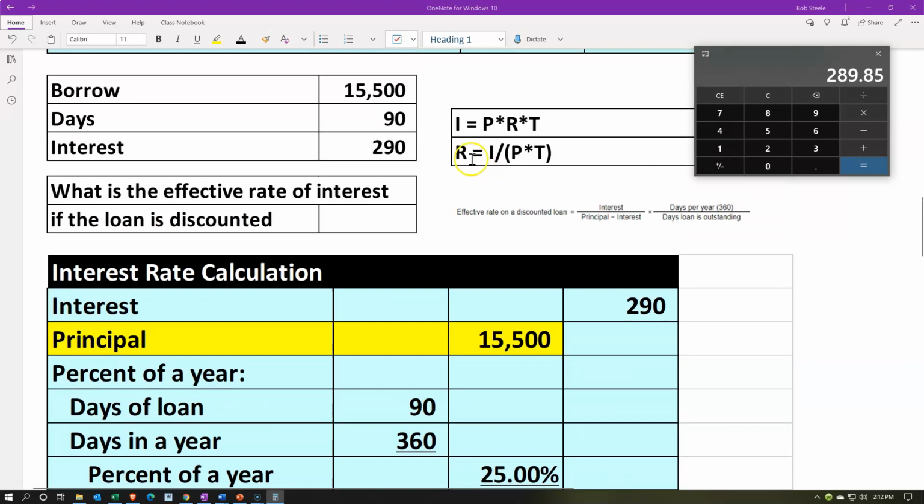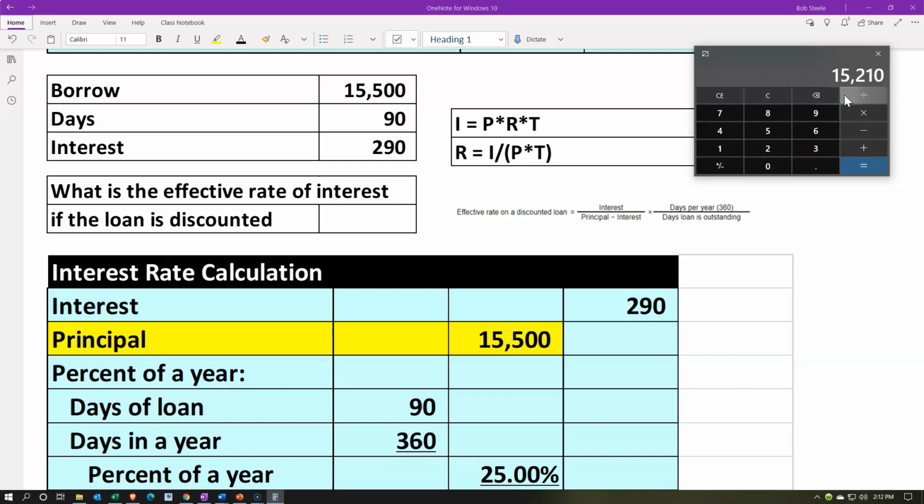So if they say that, but then they say, well, it's discounted. Well, now the cost of the loan, the 290, they're going to take out up front. That's what it means to be discounted. So now we're actually going to only get 15,500 minus the 290. We're going to get 15,210.